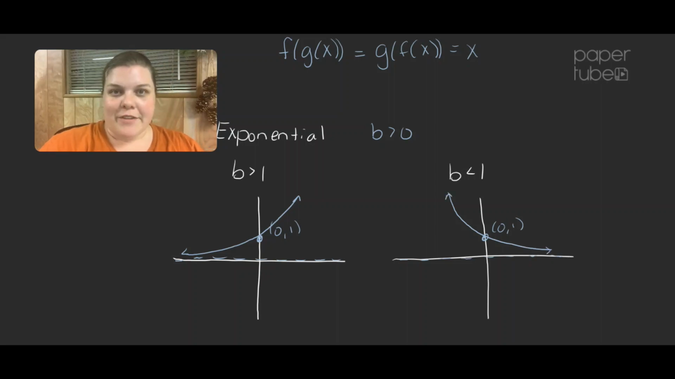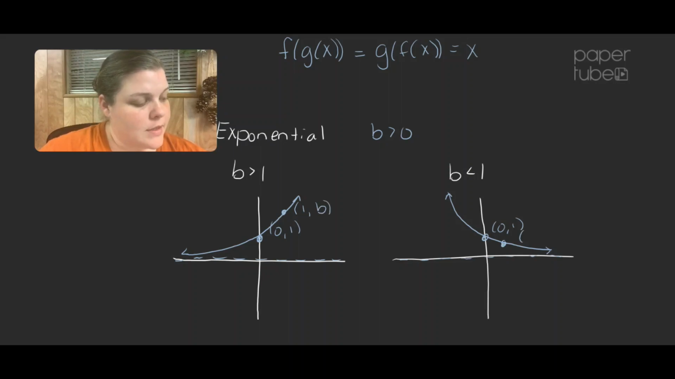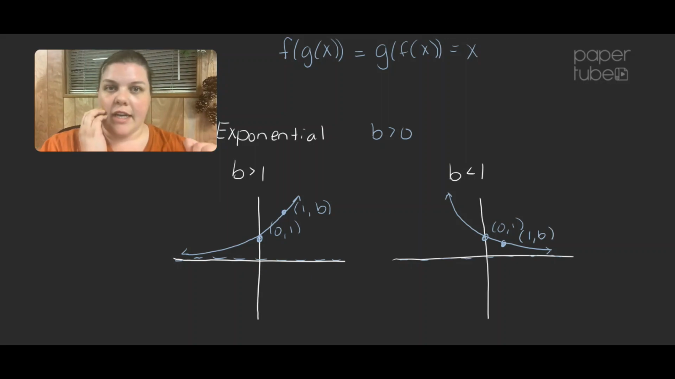Now, one trick for finding out your base if you're looking at a graph: you first have to check that it doesn't have any other transformations on it, so I always check for that y-intercept and the asymptote. If there are no transformations, to find out your base, you can look at the coordinates of (1, b). So this might also help you to tell which kind of base you have. If your b is less than 1, then you'll have a decreasing function.